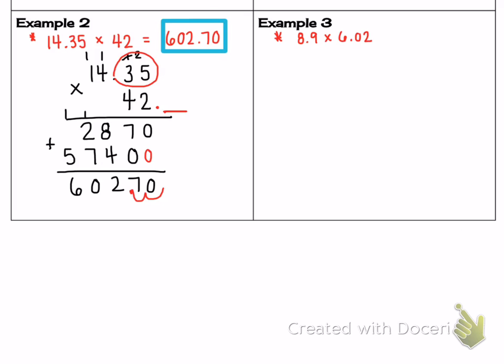Okay, the last example is 8 and 9/10 times 6 and 2 hundredths. I want you to try this one again. And I'm not going to set it up for you this time. I want to make sure you know how to do that on your own. Come back when you're done and see how you did. Okay, I would put the 6 and 2 hundredths on top because it's longer than 8 and 9/10.